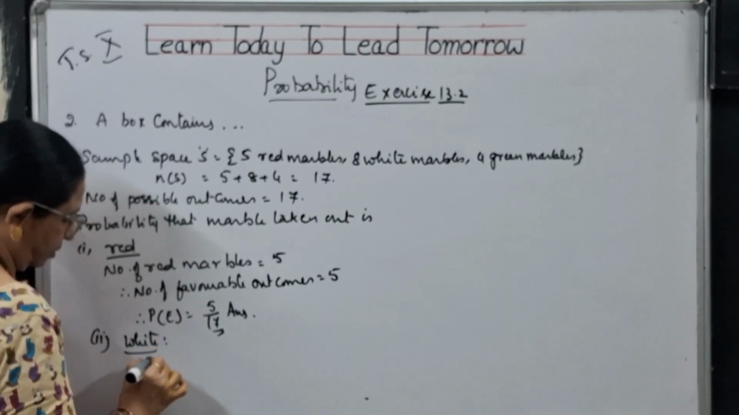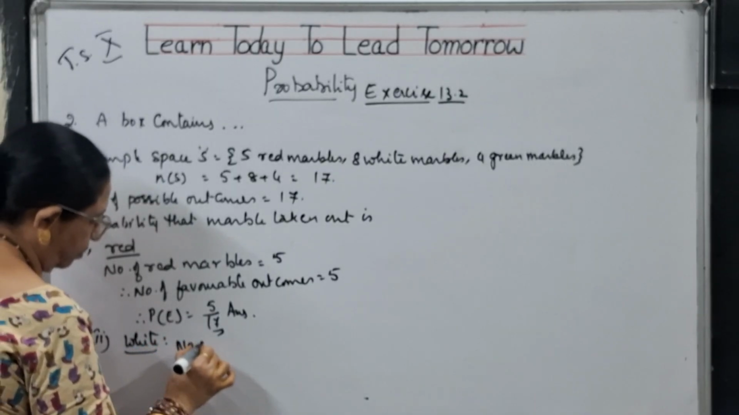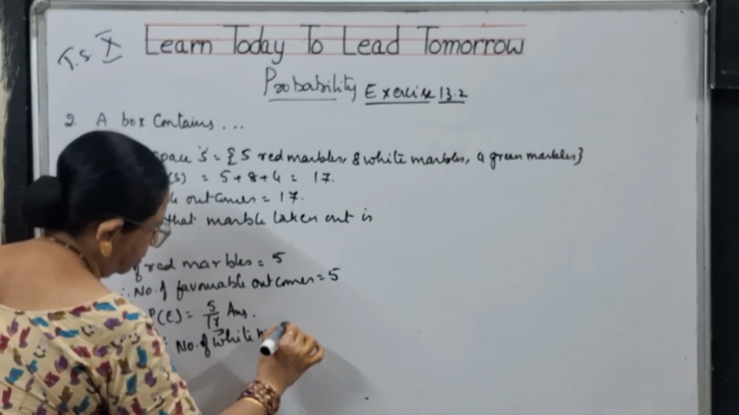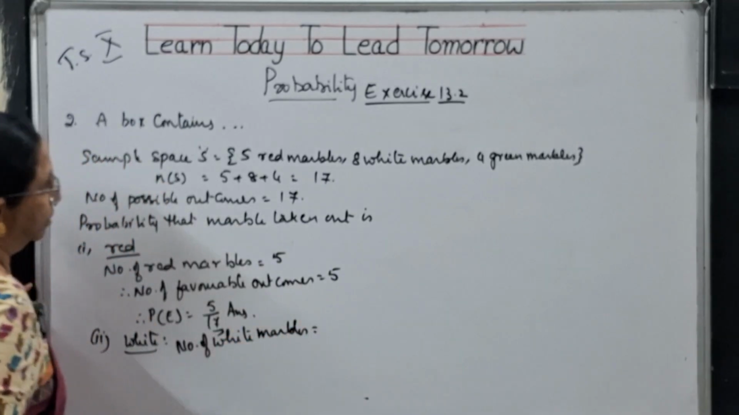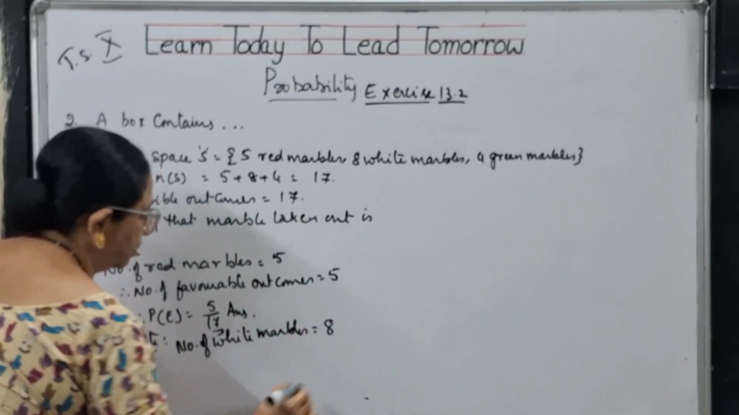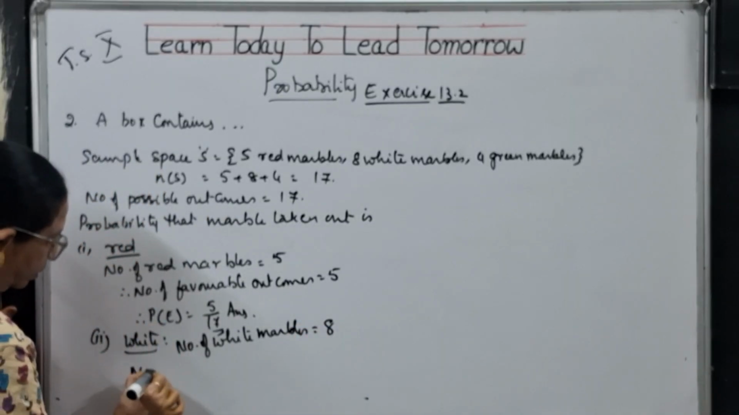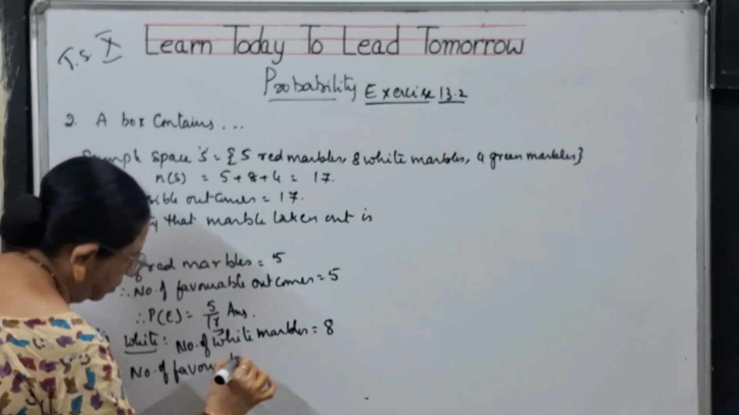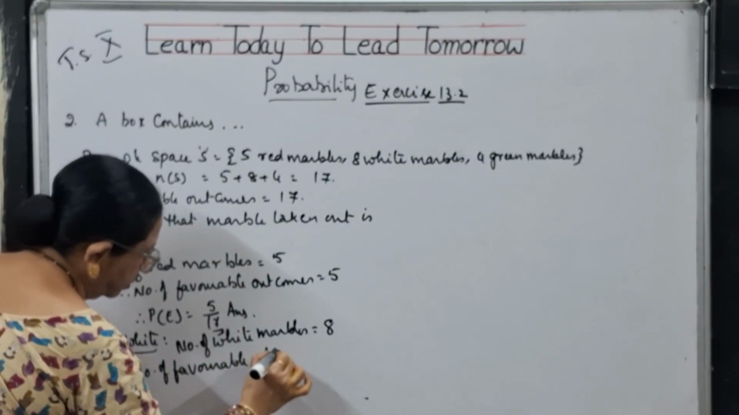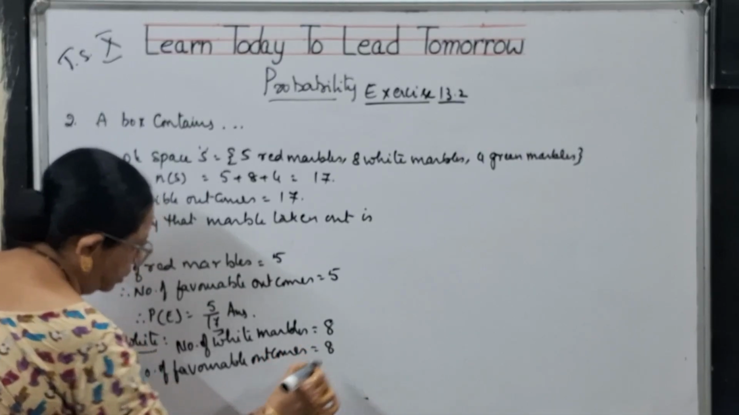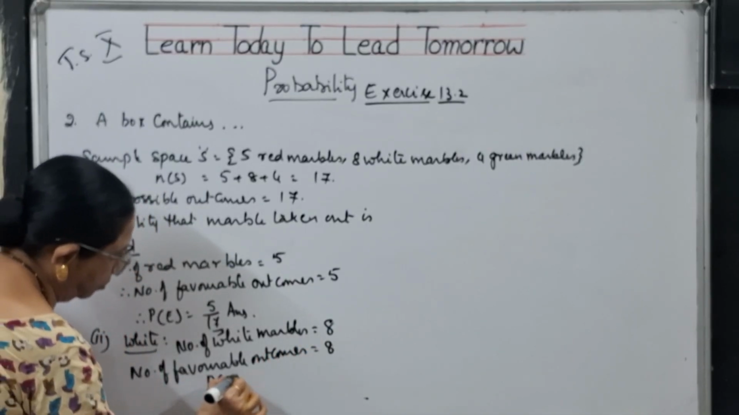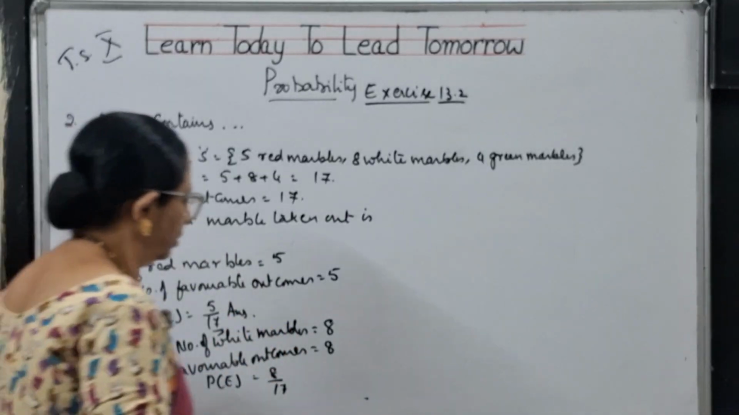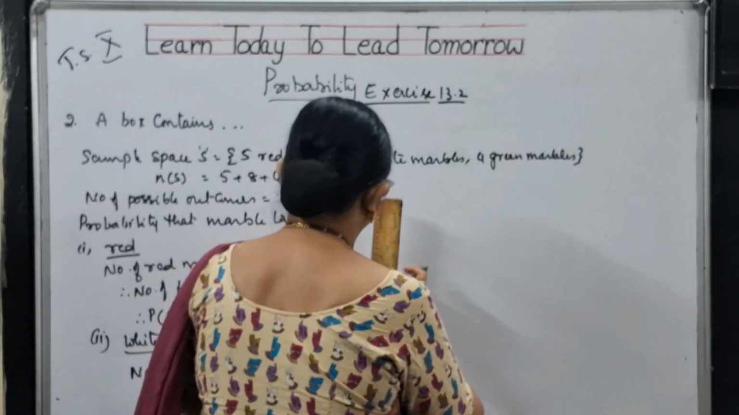Now, second bit, probability of getting white. White means number of white marbles. How many are there? Number of white marbles? 8. So, number of favorable outcomes is equal to 8. So, what is probability of the event? 8 by 17.